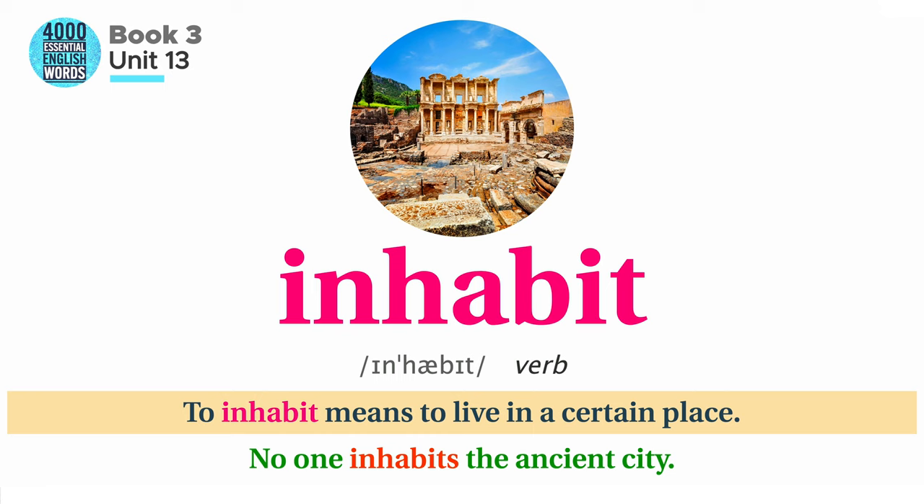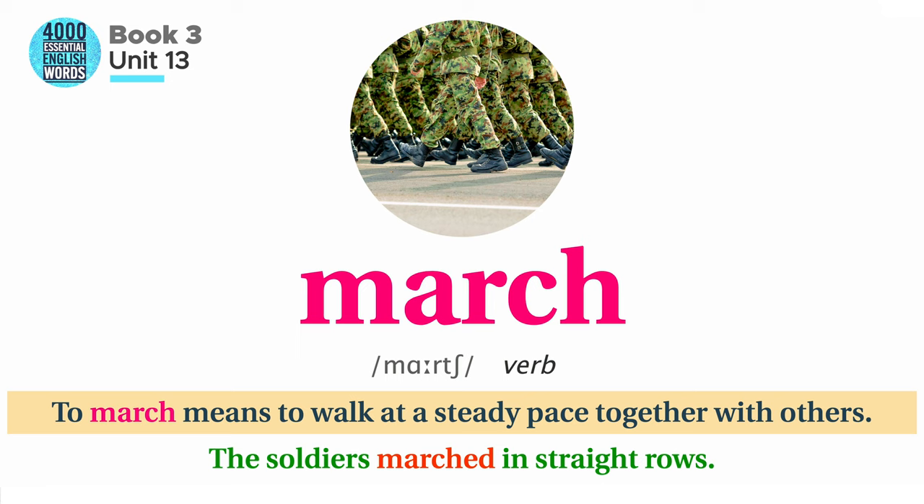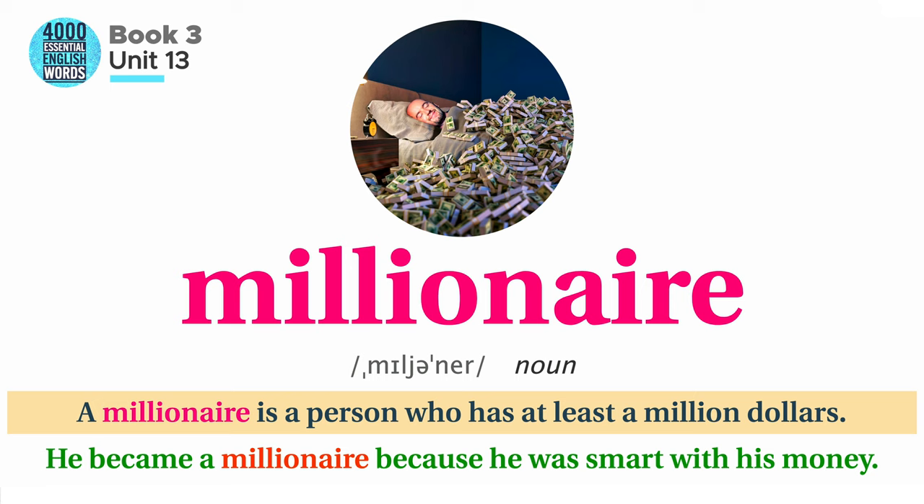March. To march means to walk at a steady pace together with others. The soldiers marched in straight rows. Millionaire. A millionaire is a person who has at least $1 million. He became a millionaire because he was smart with his money.